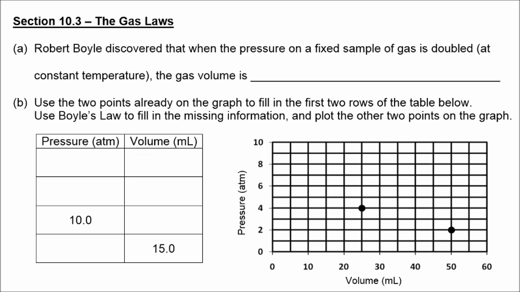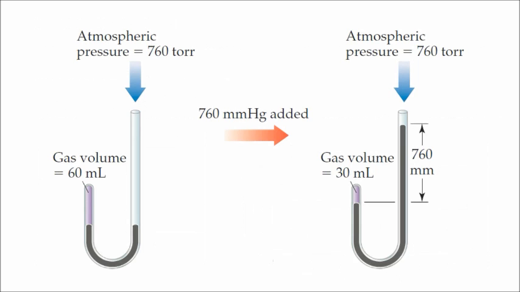All right, section 10.3, the gas laws. Robert Boyle discovered that when the pressure on a fixed sample of gas is doubled, the gas volume is, well, let's take a look at a diagram. Here we have an atmospheric pressure of 760 torr, and we have a gas volume of 60 milliliters. They added an additional amount of mercury, and the volume decreased to half the original value.